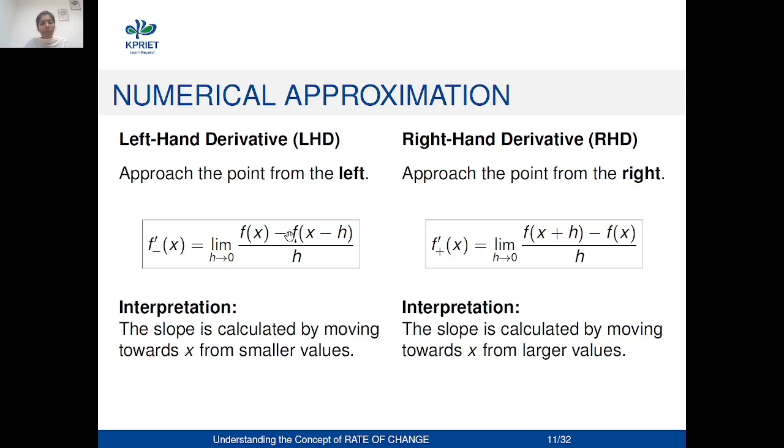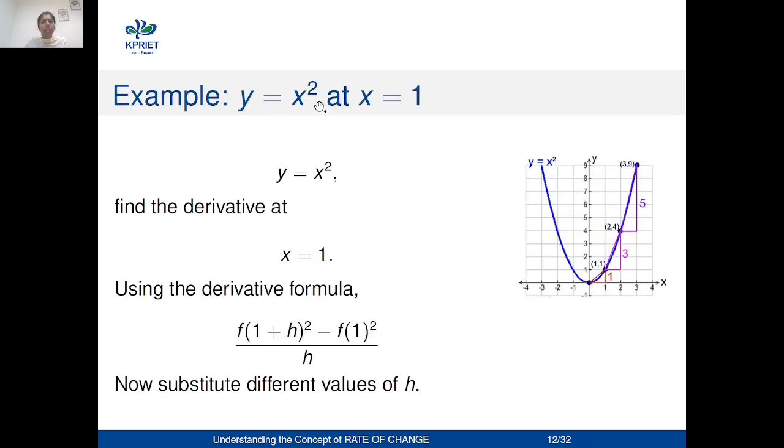As many of you have come across this formula in our school days, this is the left hand and right hand formula for finding the rate of change. Here the slope is calculated by moving towards x from smaller values, whereas here the slope is calculated by moving towards x from larger values. So let us consider this numerical approximation for the given function y equal to x square at x is equal to 1. So now let us find the derivative of the function y at the point x is equal to 1, which means here we have to consider both the left and the right hand.